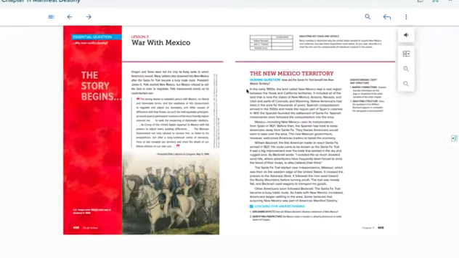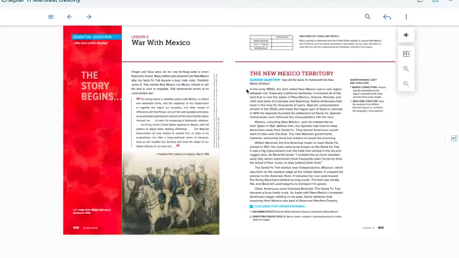Let's go back to the reading. In the early 1800s, the land called New Mexico was a vast region between the Texas and California territories. It included all the land that is now the states of New Mexico, Arizona, Nevada, and Utah, and parts of Colorado and Wyoming. Native Americans had lived in the area for thousands of years.